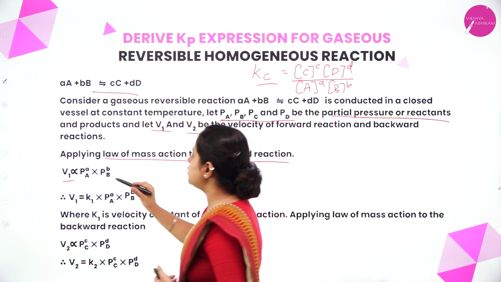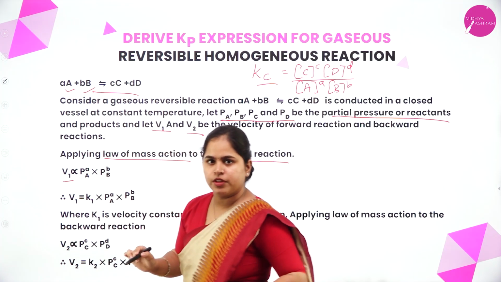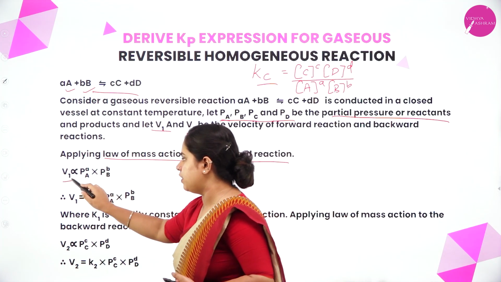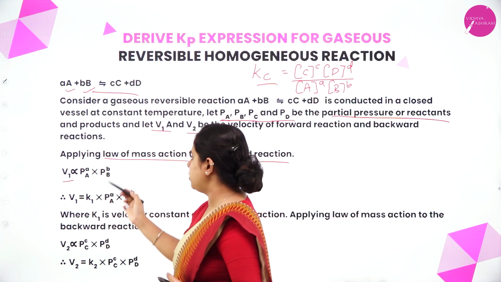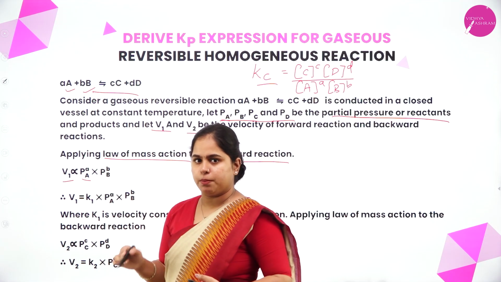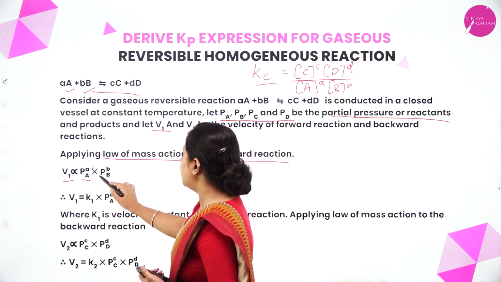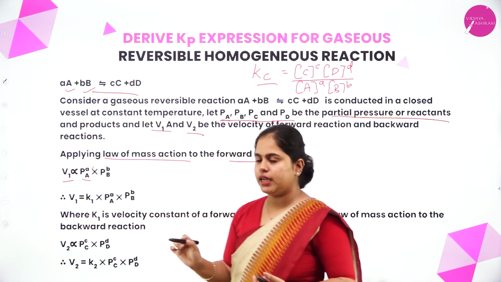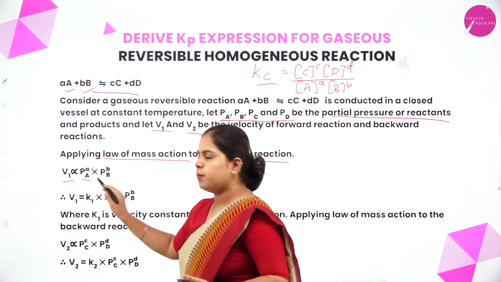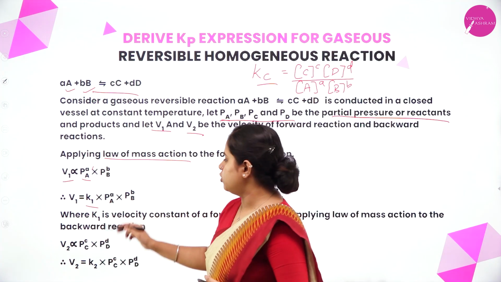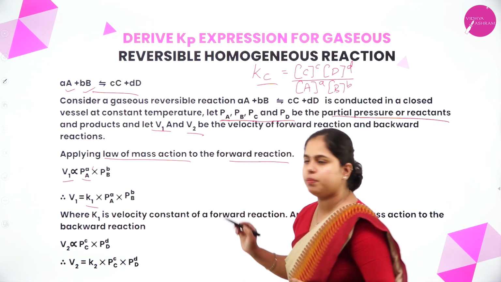So in the forward reaction, which are the reactants? A and B. So now we are going to write in terms of pressure. You can see here V1, that is velocity of the forward reaction, will be directly proportional to partial pressure of A raised to the power a, which is a stoichiometric coefficient, and Pb raised to the power b. Now, to remove the proportionality, we introduce a constant which is K1. So V1 will be equal to K1 into Pa raised to a into Pb raised to b.